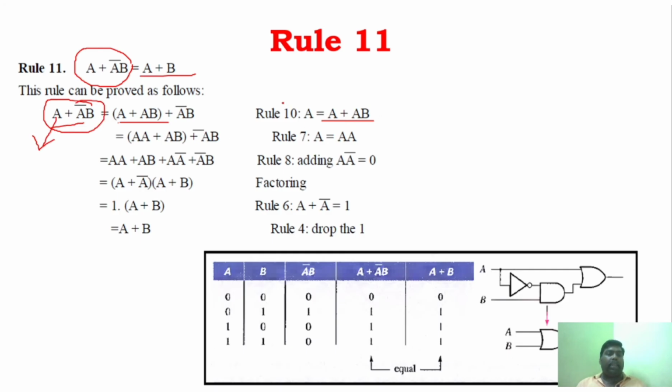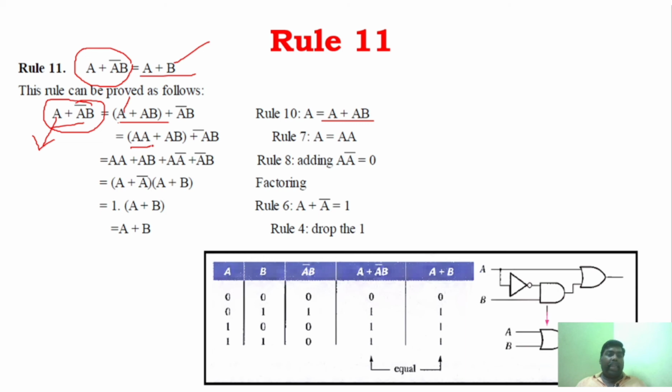That is rule number 10. According to rule number 10, we know that A is equal to A plus AB. And again, now instead of this A, I'm going to write A into A. All I'm doing is because I need to prove A plus B.